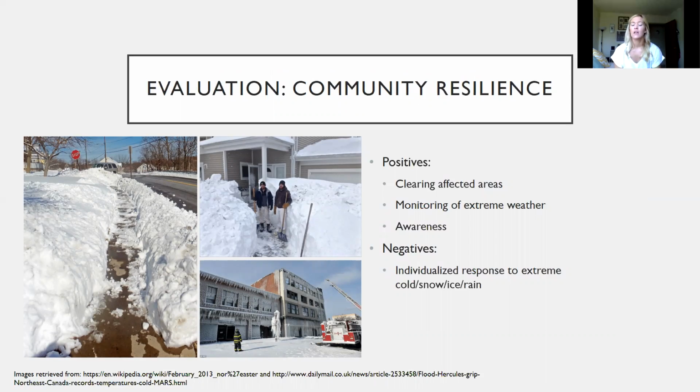Continuing on with that, so an evaluation of community resilience, there was a lot of unpreparedness for the flooding that came after this snowfall, which is something that I feel like could have been foreseen in the event had they been better prepared and used ICS as a structure to begin with. So some of the positives of this were clearing affected areas just as volunteer and localized response. Monitoring of the extreme weather was great. There was a lot of media coverage, tons of awareness given to people that may see extreme snowfall, rain, etc.